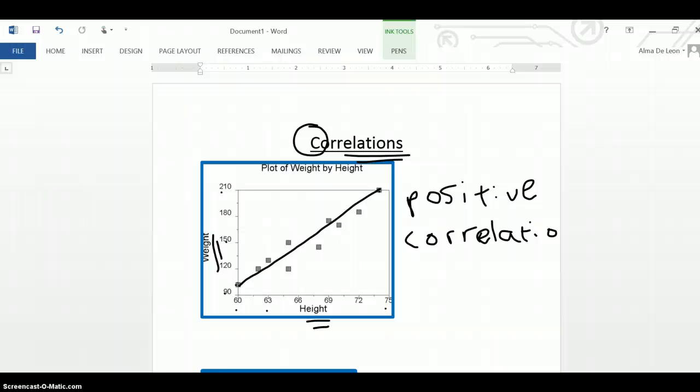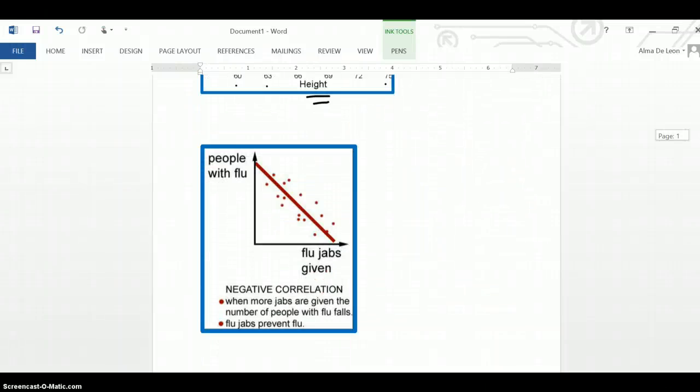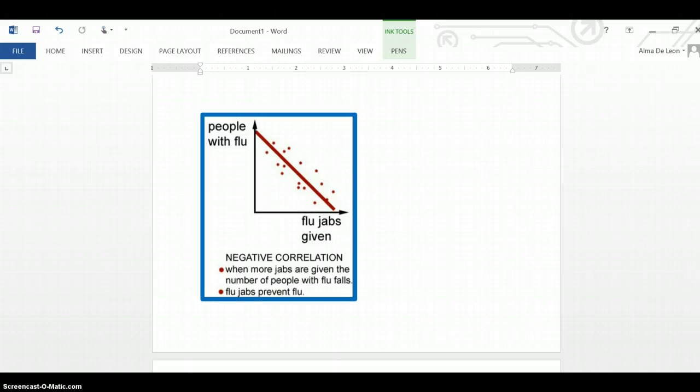Okay, so let's look at another problem, another example. Here we're looking at flu jabs given versus people with flu. And in this problem, what can you tell me about the dots? Well, they all seem to be going down. As the number of flu jabs increases, the people with flu seems to be decreasing. The number seems to be going down.